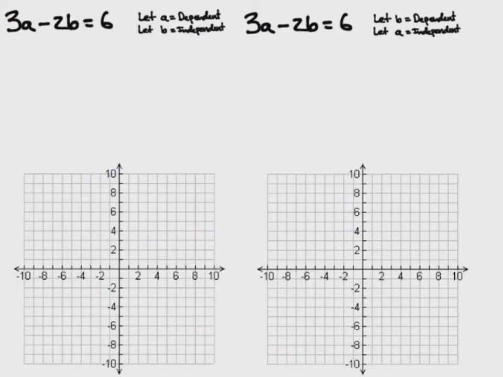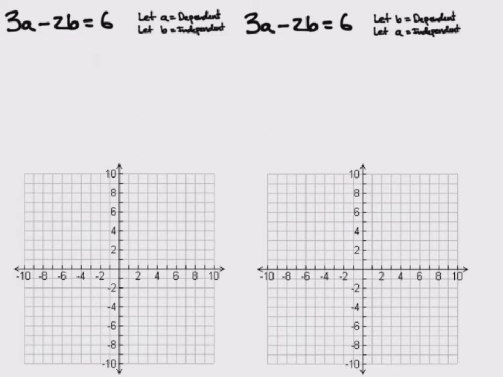Alright, now let's graph all of the solutions to 3a minus 2b equals 6. And in our first example, we're going to let a be the dependent variable. And in our second example, we're going to let b be the dependent variable. Now, what's really nice is that no matter what's the dependent variable or what's the independent variable, finding the intercepts is no different.